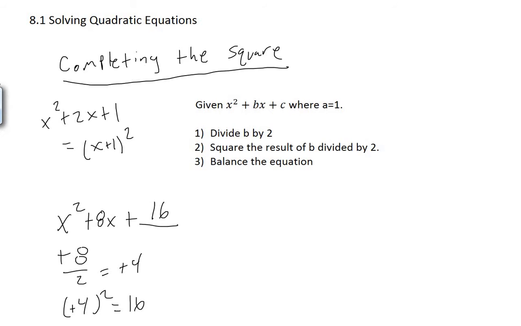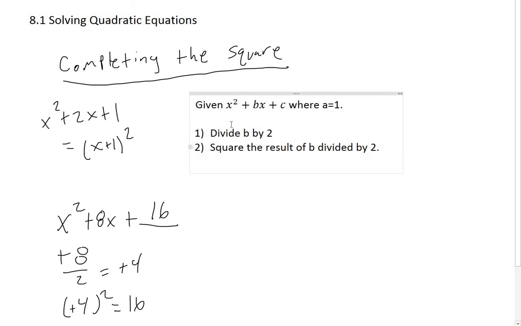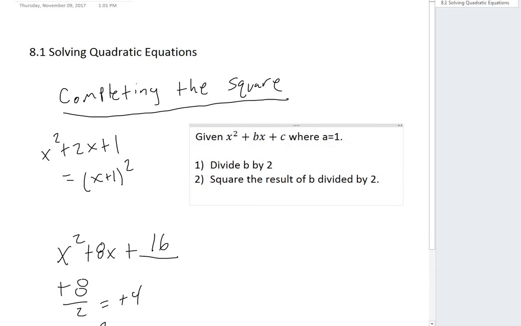All right, so we're going to try these steps. The third step is to balance the equation. This is when we're solving quadratic equations, so if you want to, you can erase that and forget about it. You just need to divide by 2 and square that number in order to actually find the number that's missing in order to complete the square.